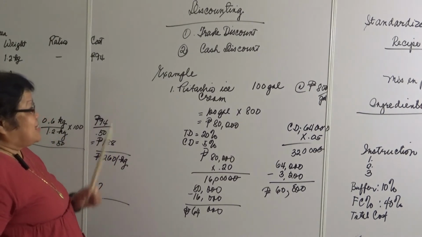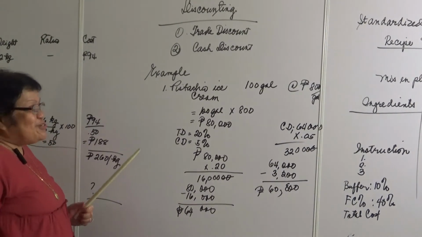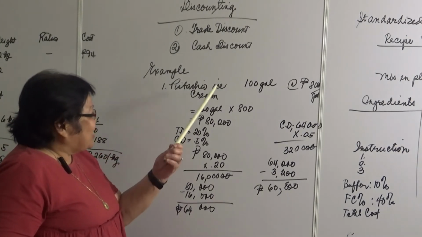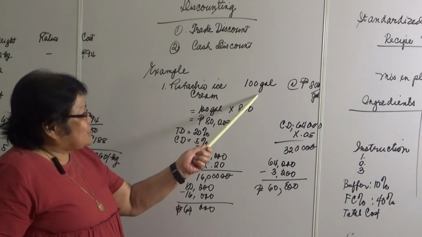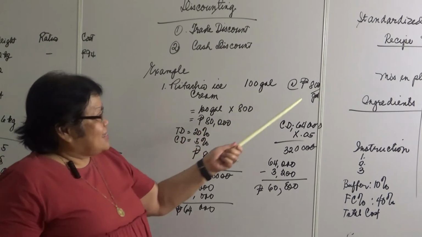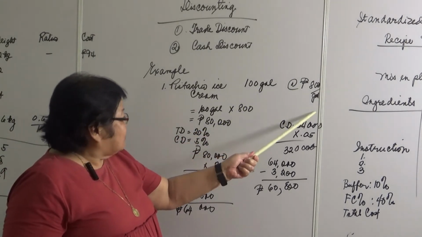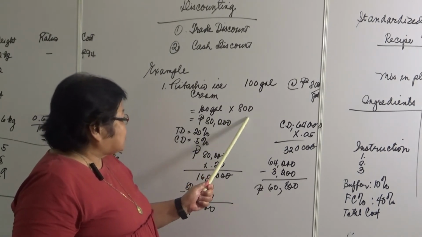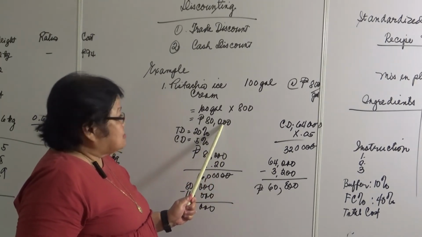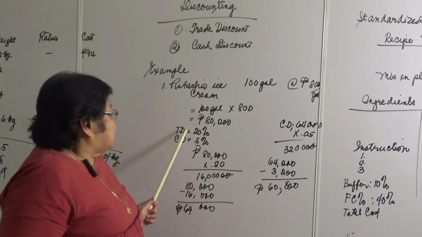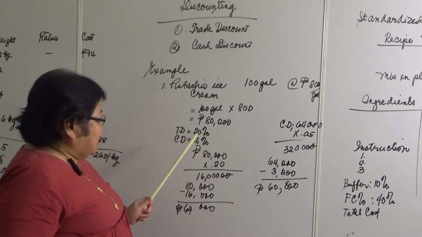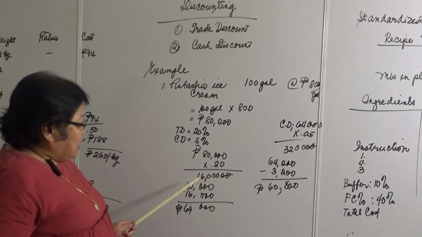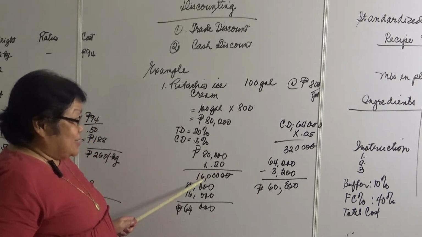Alright, let's have an example. Since we were talking about ice cream during lunch, let's have pistachio ice cream. Your order is 100 gallons at 800 pesos per gallon. That would be 100 gallons times 800 pesos. That's 80,000 pesos for the 100 gallons. The trade discount of 20% would be 80,000 times 0.20. That would be 16,000 pesos.